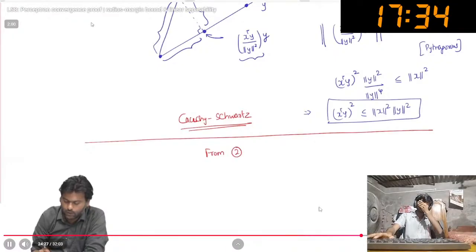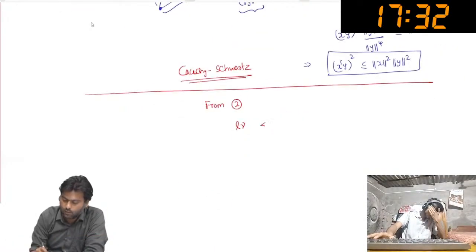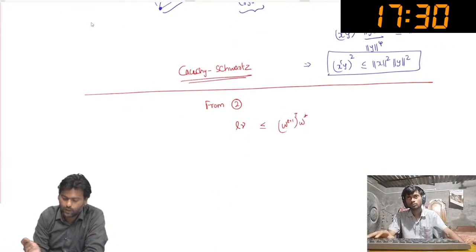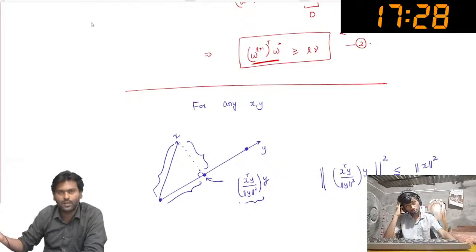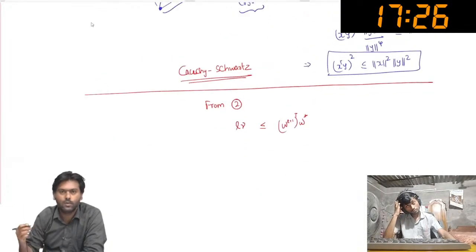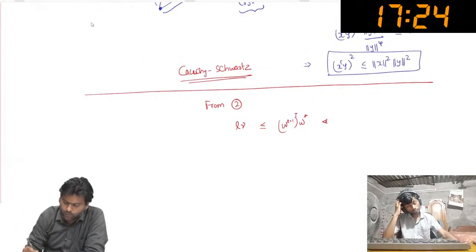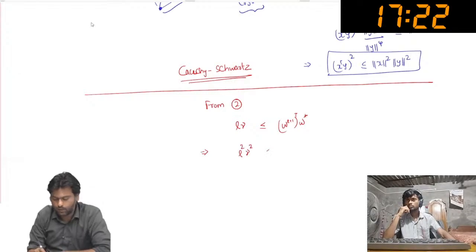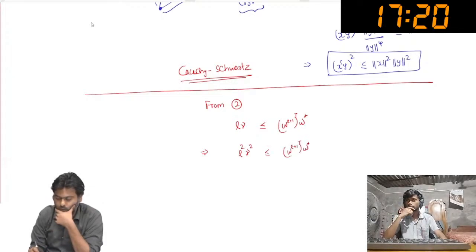So we know already, from 2, that L gamma is less than or equal to W_{L+1} transpose W star. I've just written it the other way: W_{L+1} transpose W star is greater than or equal to L gamma. Equivalently, L gamma is less than or equal to W_{L+1} transpose W star, which means that L squared gamma squared is less than or equal to W_{L+1} transpose W star, squared.